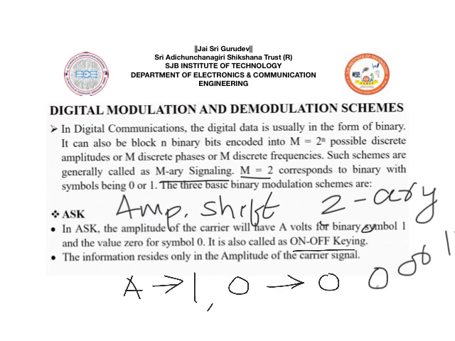And since we are changing the parameter amplitude of the carrier signal, where the information of the message signal is residing, the information is carried by the amplitude of the carrier signal.